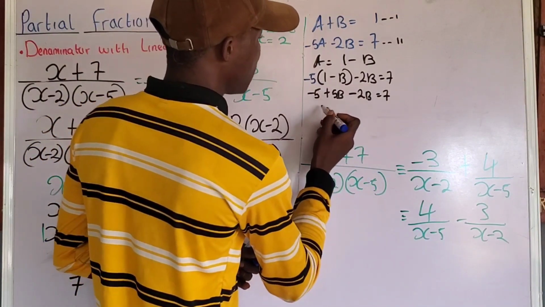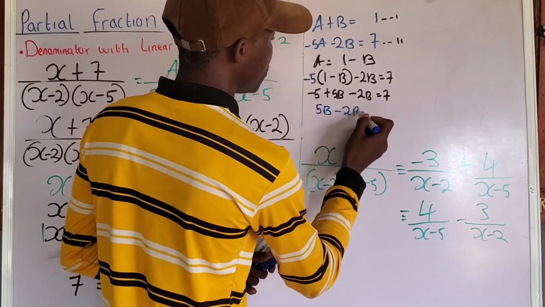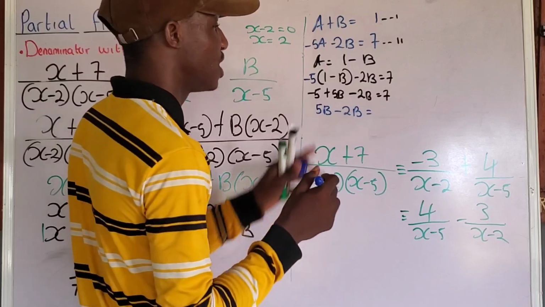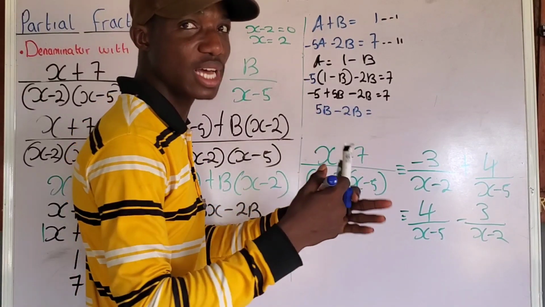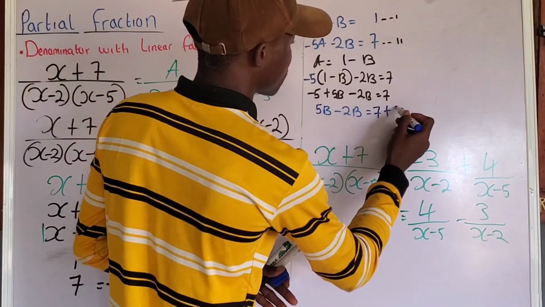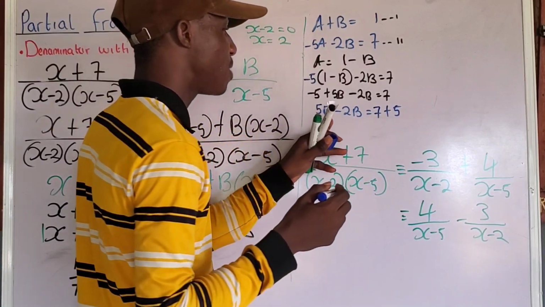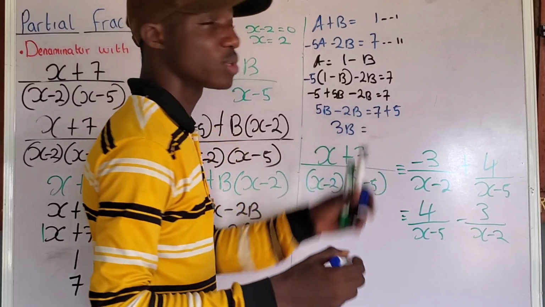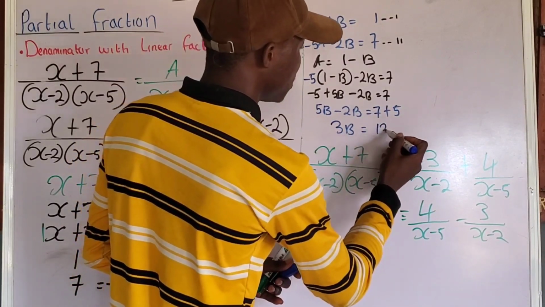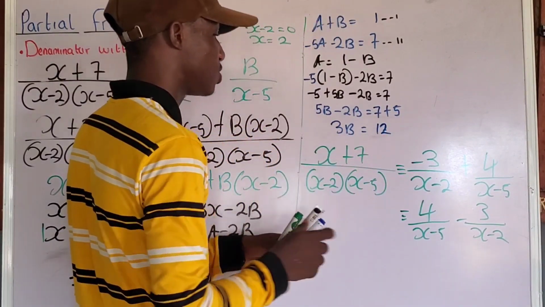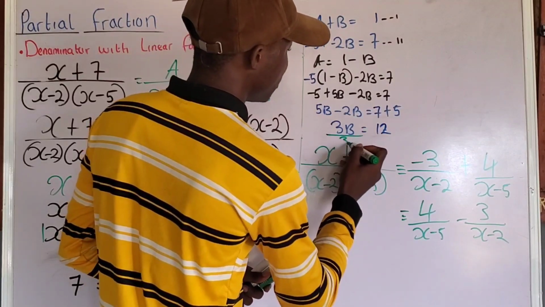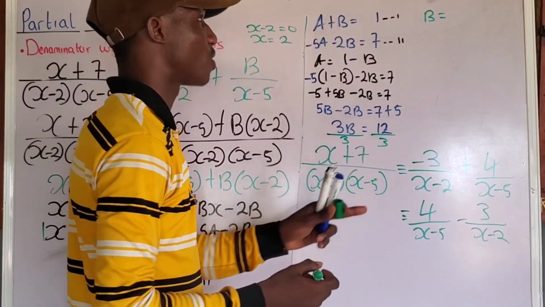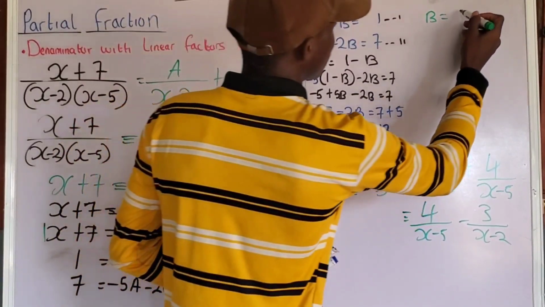So we are going to have 5b minus 2b is equal to, now, if this minus 5 crosses the equals sign to the other side of the equation, the negative sign changes to positive. So I'm going to have 7 plus 5. 5b minus 2b is 3b. 3b is equal to 7 plus 5, which is 12. The next step is to divide both sides by 3. That means b is equal to 12 divided by 3, which is 4. So b is equal to 4.